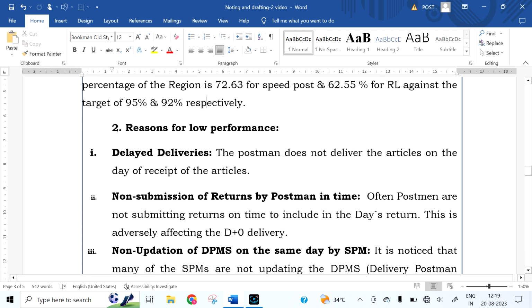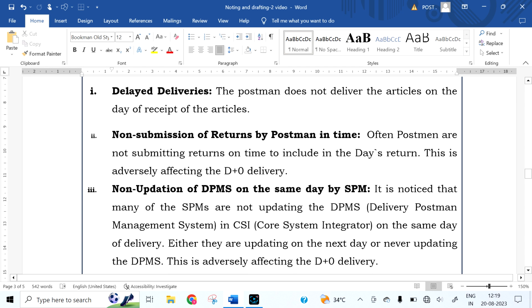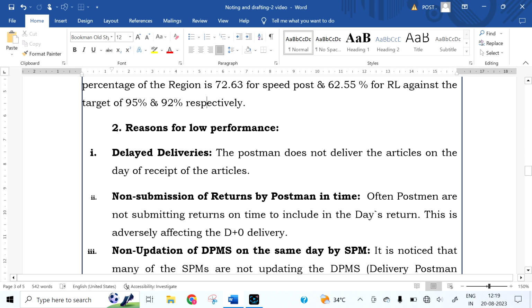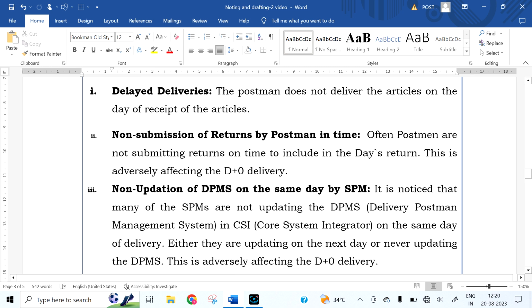So first we have to analyze the reasons why there is low performance. Delayed deliveries: the postman does not deliver the articles on the day of receipt of the articles. Non-submission of returns by postmen in time. Why are we noting reasons in the note sheet? Whenever we have an issue in the correspondence portion, we have to spell out the reason for the issue in the note sheet, state the ruling position, and then propose the action to be taken. So in that prescribed format we are going, and we are finding the reasons.